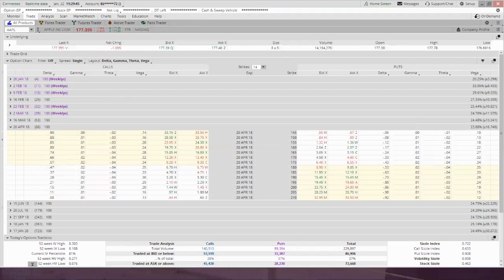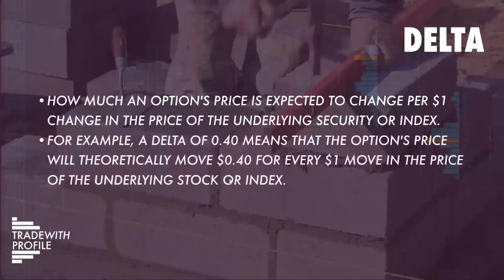Okay, 40 cent. Delta 40 means that the option's price will theoretically move 40 cents for every $1 move in the price of the underlying stock. That's the delta, and that's the current price. It's good to know. Now, after the delta, we go to gamma.